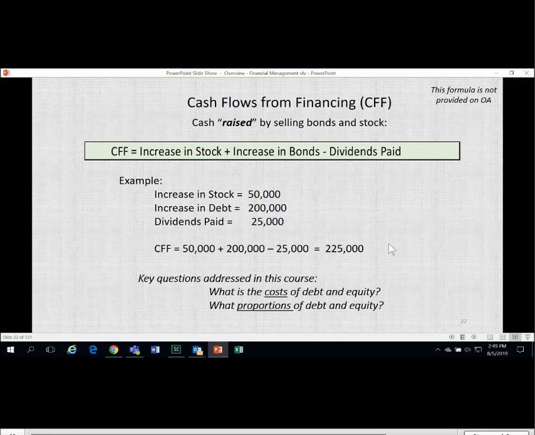$225,000. So at this point, of course, we're really just talking about what is cash flow financing? What is this dollar amount? As we go through, though, we're going to address much more fundamental problems, and that is, what is the cost of selling debt and equity? How much does it cost the corporation to induce investors to buy those securities? And then, what is the proportion of debt and equity? Should it be mostly debt or mostly equity? So those will be two very important questions that we'll be addressing later in the course.